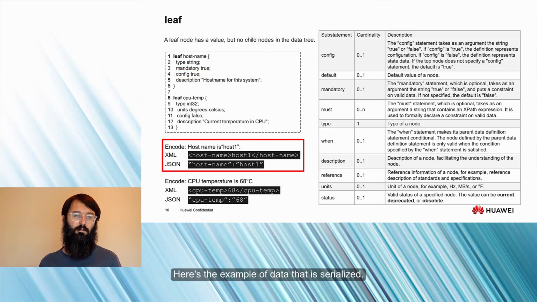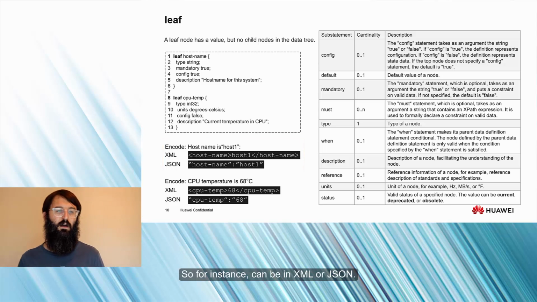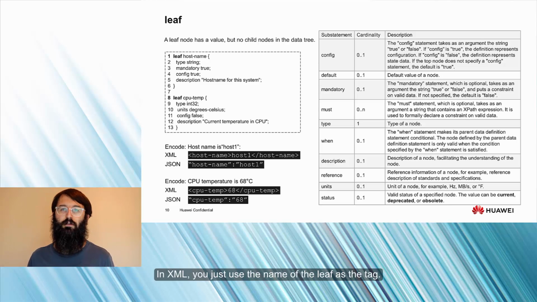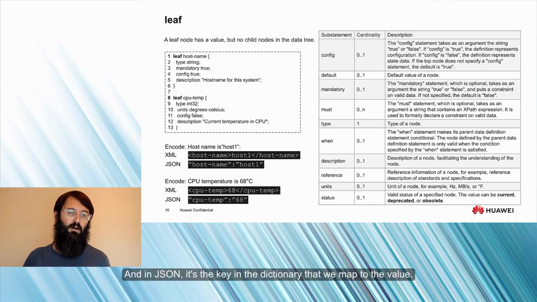Here is the example of data that is serialized. So for instance, it can be in XML or in JSON. In XML you just use the name of the leaf as the tag, and in JSON it's the key in a dictionary that will map to the value.